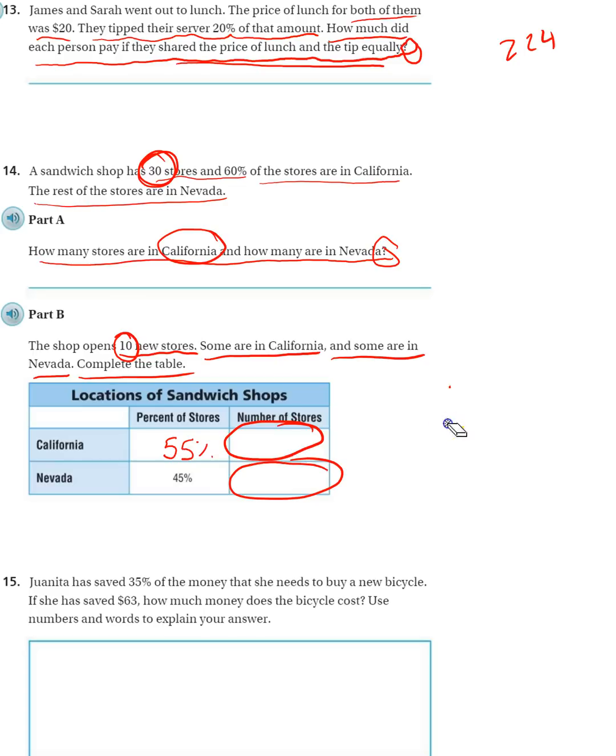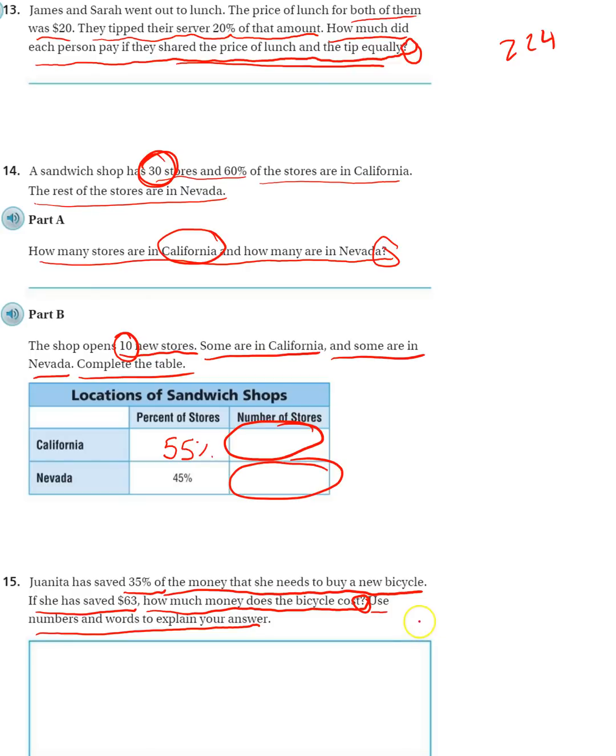I'm erasing my work. You never do. Number 15, Juanita saved 35% of the money she needs to buy a new bicycle. If she saves $63, how much money does the bicycle cost? Use numbers and words to explain your answer.